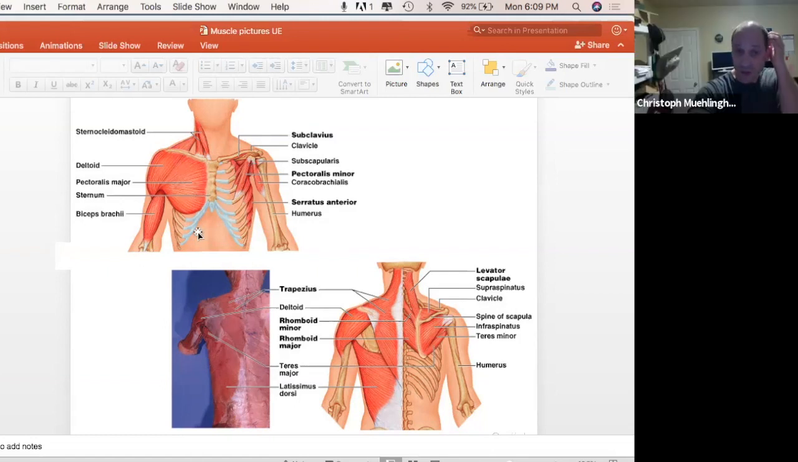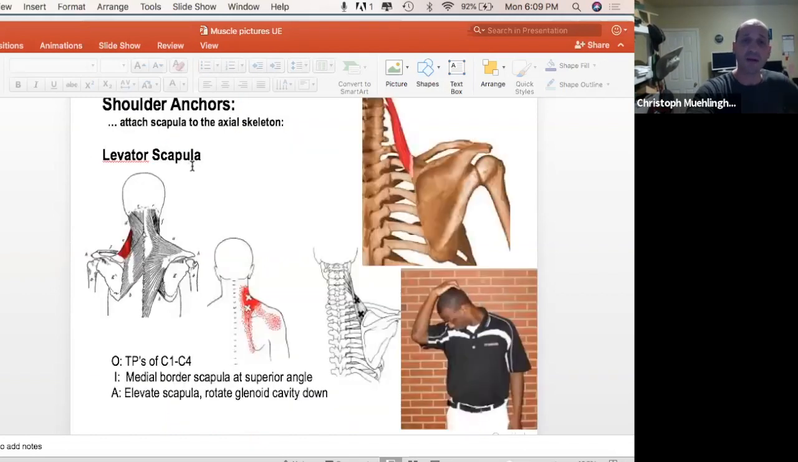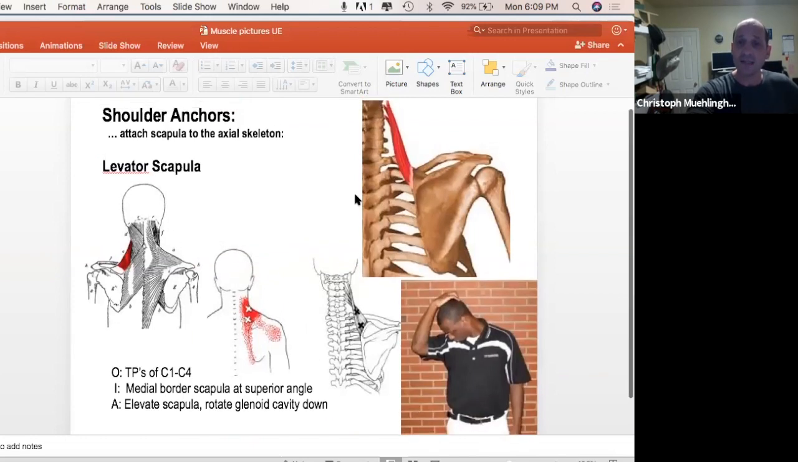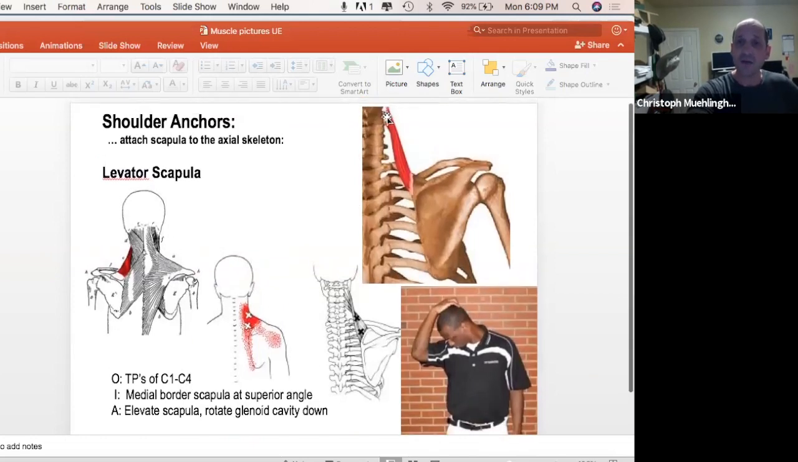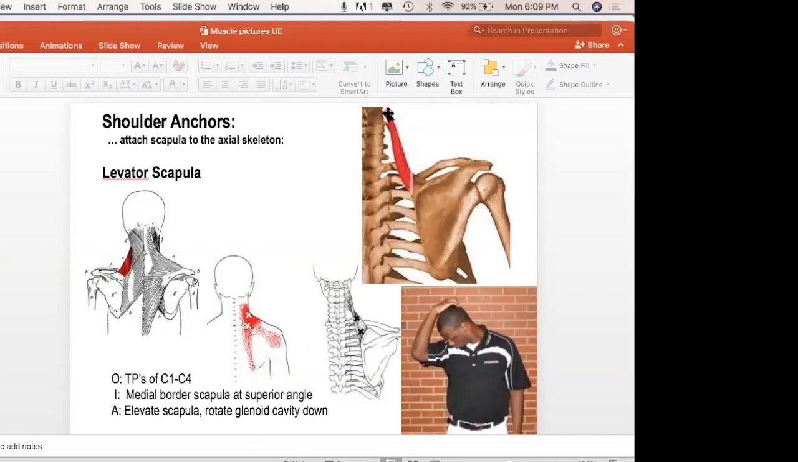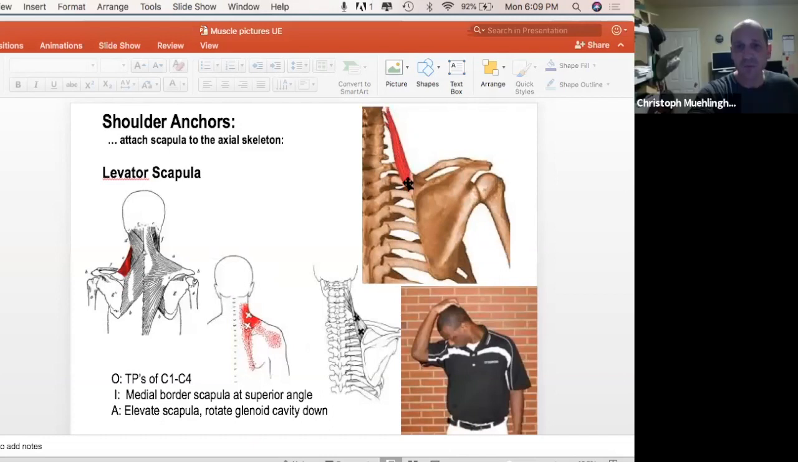Those few muscles? Okay, so that's what we're looking at right now. The first one we got is that shoulder anchor, the levator scapula, and it attaches up here in the neck, that's the back of the neck right here, and it reaches from the neck down to the tip of the shoulder blade, and it pulls it up. So it elevates the scapula, if you can visualize that, as it contracts.